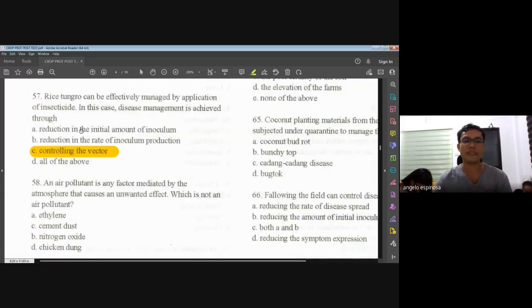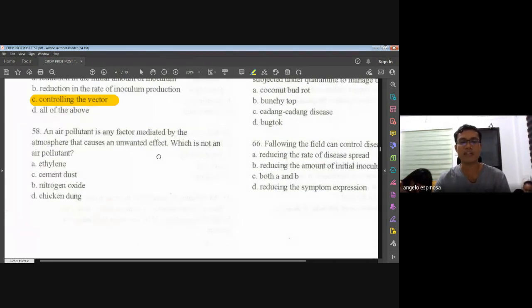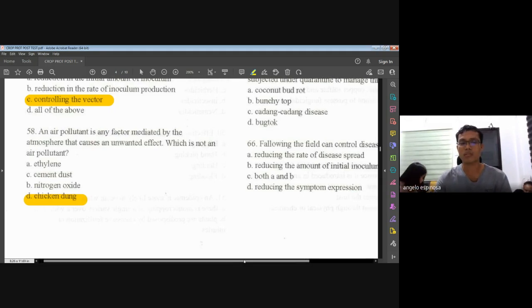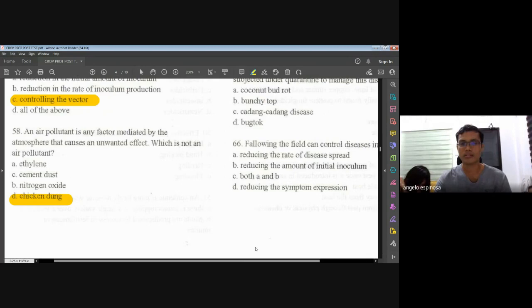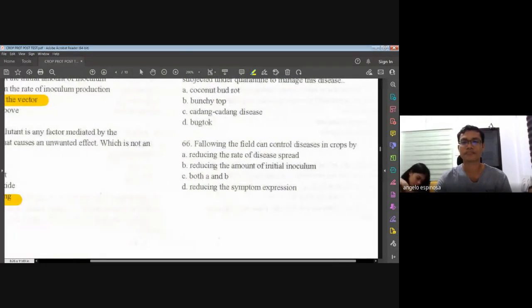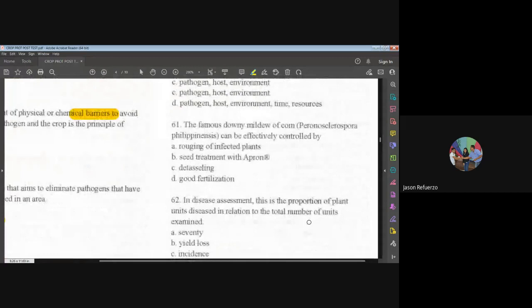Okay? Number 58, an air pollutant is any factor mediated by the atmosphere that causes an unwanted, which is not an air pollutant. The correct answer is chicken dung. Because among the choices given, A, B, and C, they are chemical components that affect our biodiversity and also cannot be helpful to our air pollution. Unlike chicken dung, can be also helpful to our environment and also to our soil. Yun. So well.